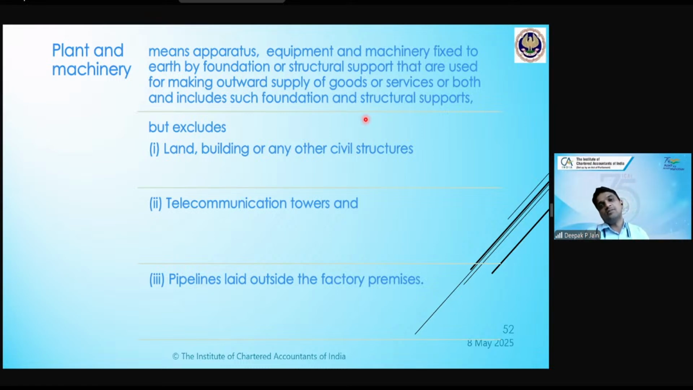So any structural support for what? For fixing up of an apparatus or equipment or machinery is plant and machinery, but it excludes land, building, or any other civil structures. It excludes telecommunication towers, and it excludes pipelines which are laid outside the factory premises. Okay. So land, building, and civil structures, telecommunication towers, and pipelines are excluded. Apart from that, everything is plant and machinery, which you are using for the manufacturing activity.